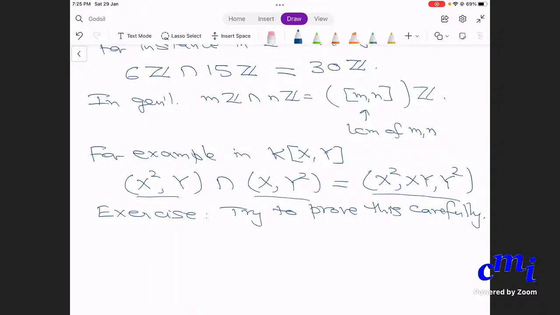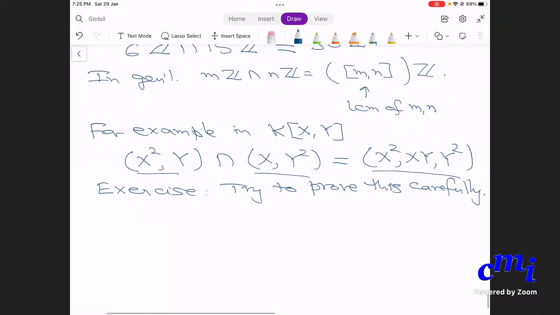That means anything which is expressible as a combination of the polynomials x squared and y, and also expressible as a combination of x and y squared, is necessarily expressible as a combination of x squared, xy, and y squared. All of them with coefficients coming from the ring K[x,y]. Right? So try and prove this. So the intersection always contains the product. Yes, I'm coming to it. Yeah. So now I want to see what are the relations between this intersection, sum, product, what kind of properties that they have.